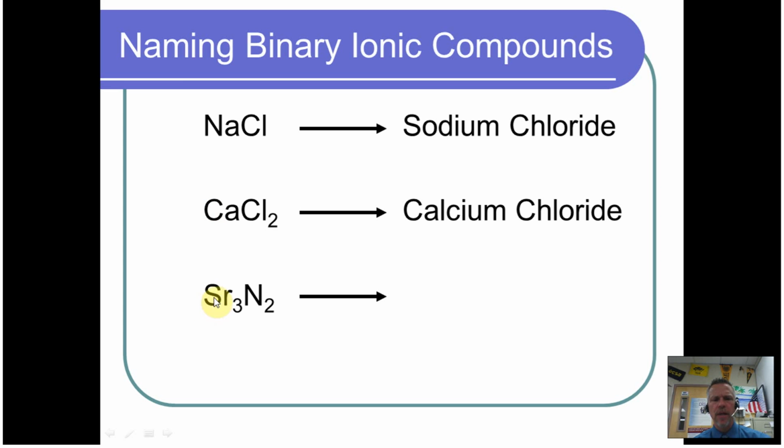Here's our third example. Here's strontium, that's our cation, and nitrogen, that's our anion. The formula we're looking at is Sr3N2. How would we name that? Well, first, the rule says to name the cation, so strontium, and then we name the anion, changing its name to end with IDE. So nitrogen becomes nitride. So we have strontium nitride. Easy, right?